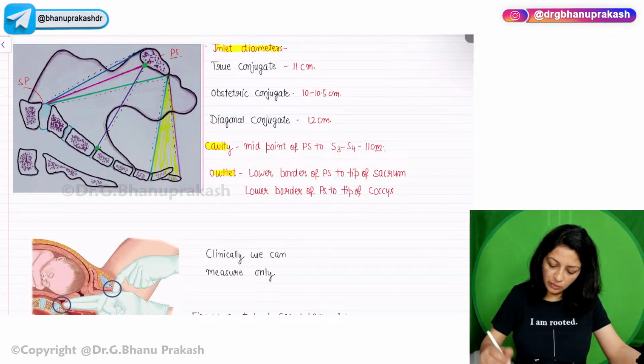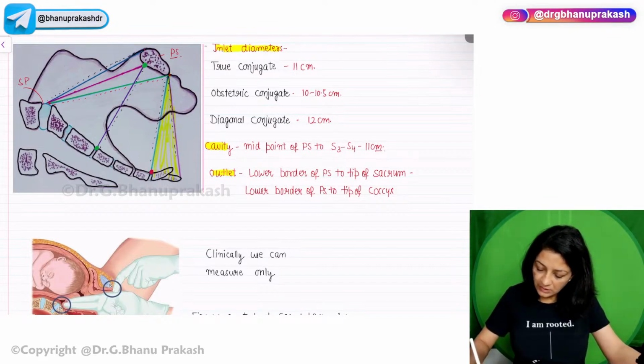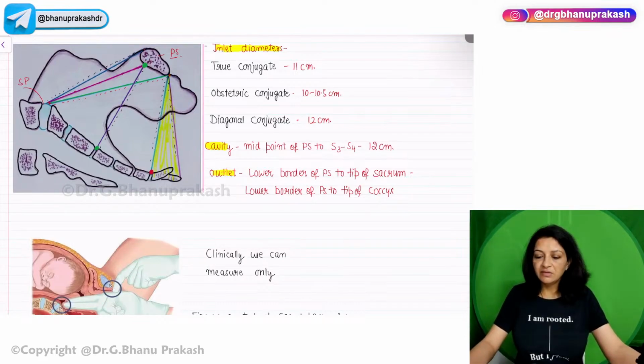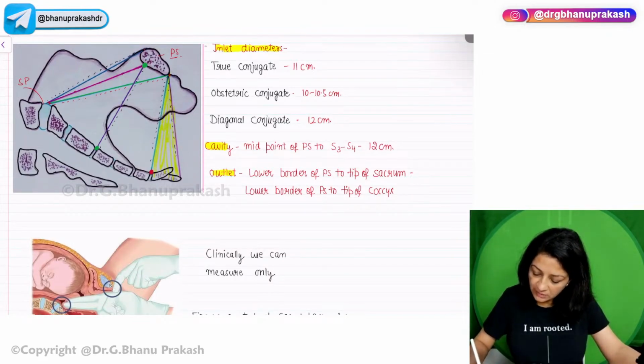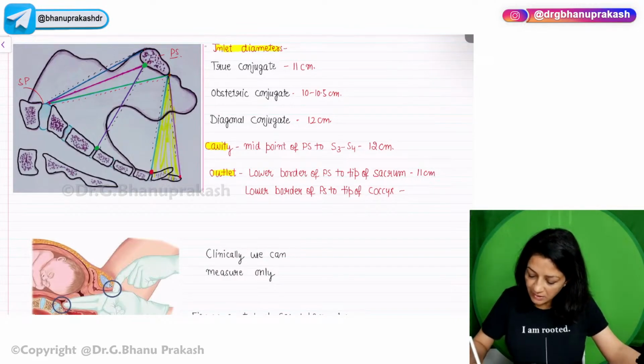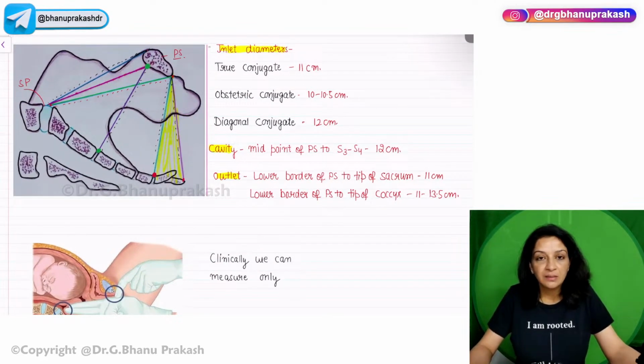So lower border of the pubic symphysis to tip of the sacrum, this point, value 11. Cavity is 12 centimeter, and outlet 11 centimeter, and lower border to tip of the coccyx will be 11 to 13.5 centimeter. So these are the diameters of inlet, mid pelvis and outlet of the pelvis.